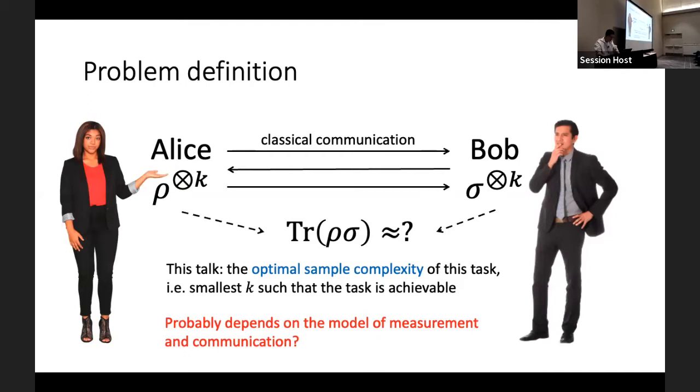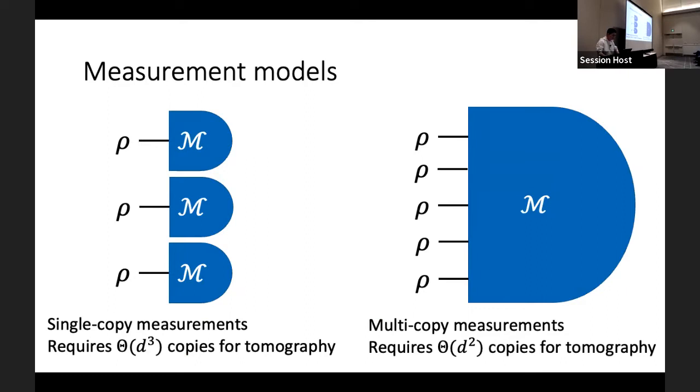So it is well known that the sample complexity of tomography depends on how we are allowed to measure the quantum states. In particular, if we only allow single copy measurements, then it takes Θ(d³) copies for tomography. On the other hand, if we allow multi-copy measurements, then it only requires d² copies for tomography. So of course here, tomography is not the optimal algorithm for our task, but this example gives evidence that maybe the optimal sample complexity of our task could depend on whether we allow single copy measurements or multi-copy measurements.